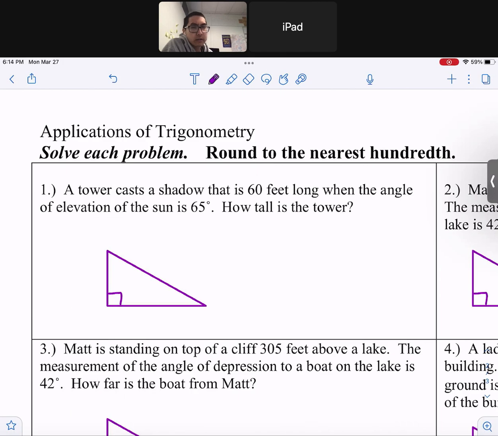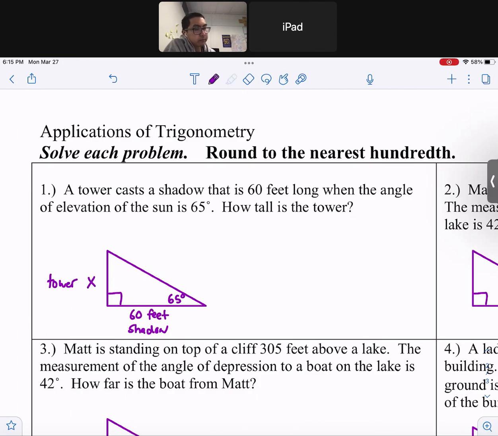It says a tower casts a shadow that is 60 feet long when the angle of elevation of the sun is 65 degrees. So here's the shadow, and this tower casts a shadow that's 60 feet long. And the angle of elevation, and remember, angle of elevation is the angle that forms with the ground, is 65 degrees. How tall is the tower? We're trying to solve for that.